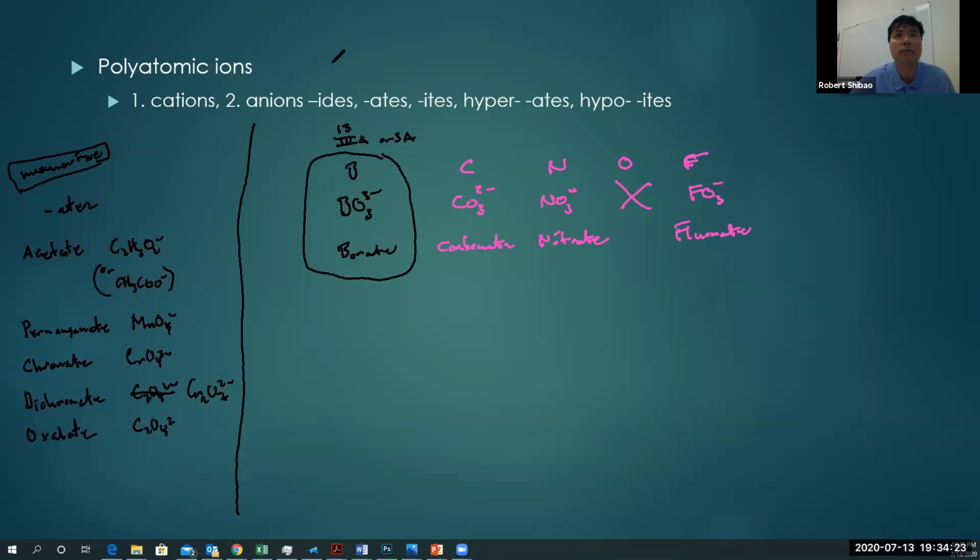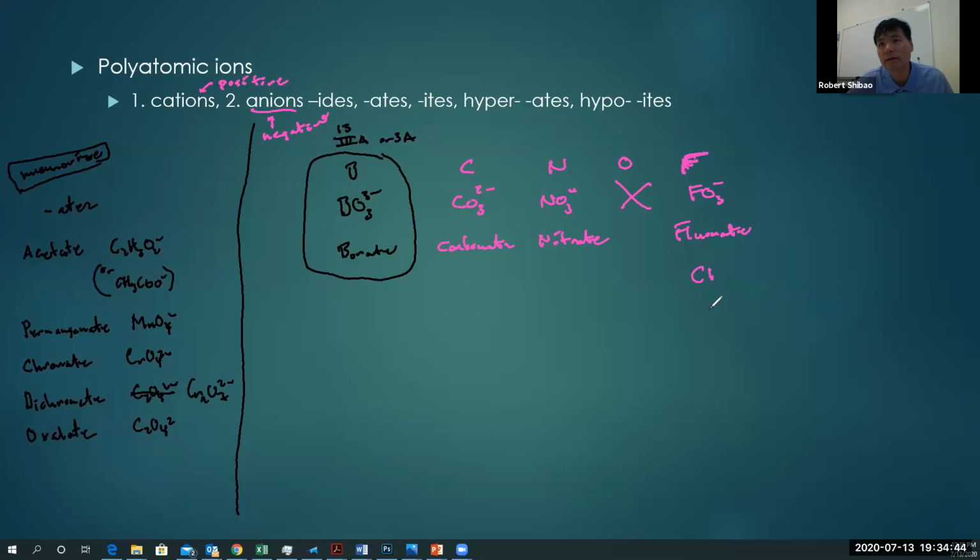These are what we call anions. Anions have negative charge. Cations have positive charge. And so the smallest charge we can have for this is minus. But this pattern extends down here. Chlorine is next. This is fluorine.